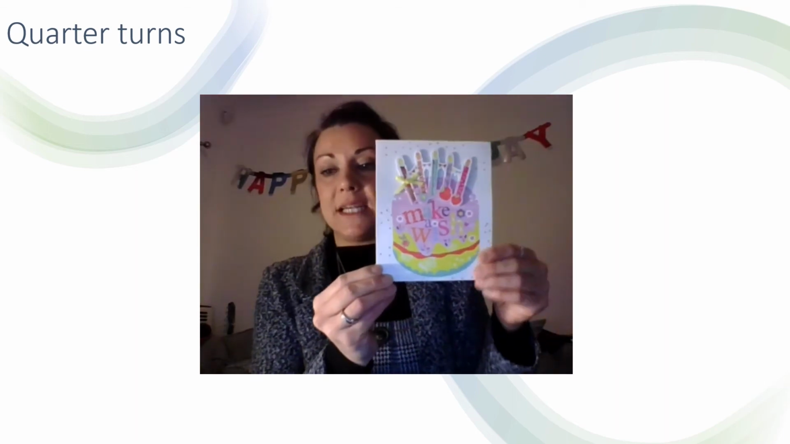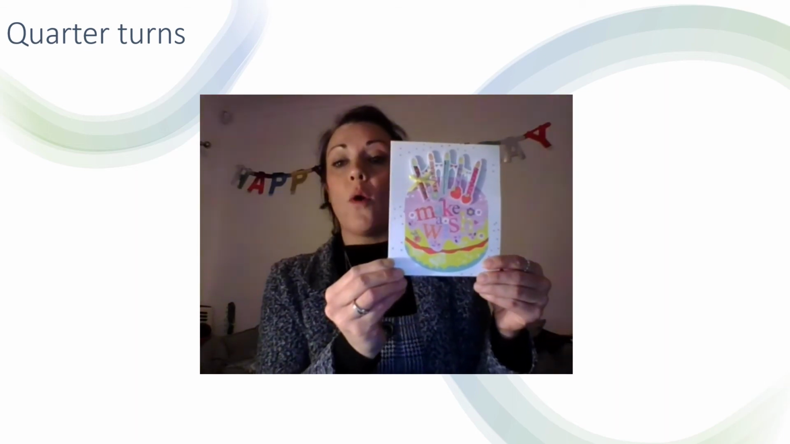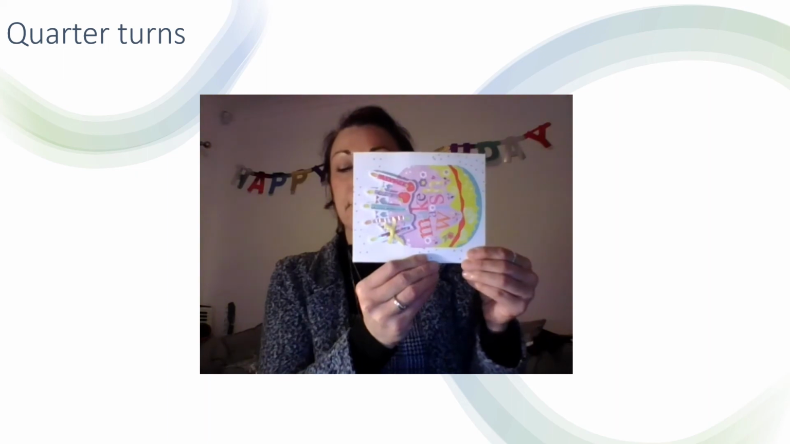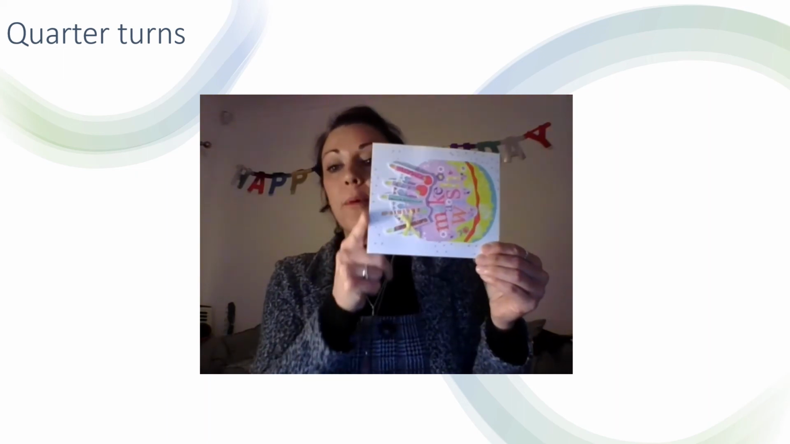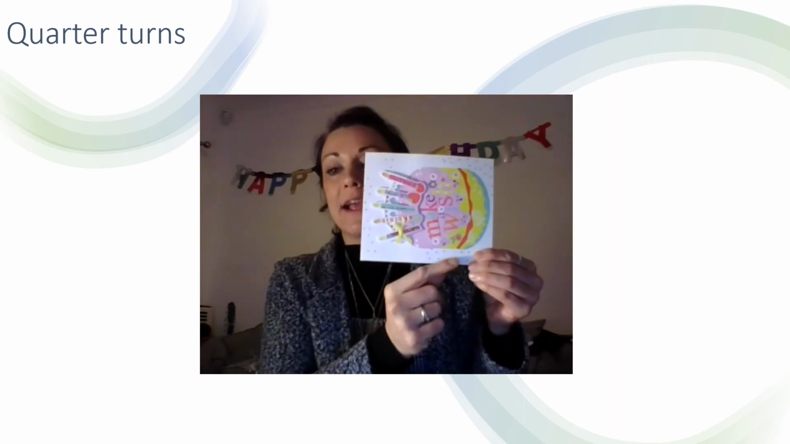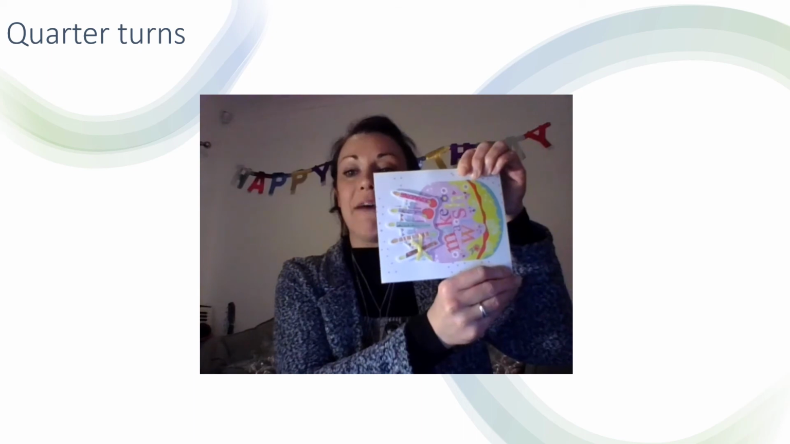Back to its original position, we will turn 1/4 turn to the left. My candles are now pointing in a different direction. Pause this video and with your adult at home, take your objects and have a go at turning your objects a 1/4 turn to the right and a 1/4 turn to the left.